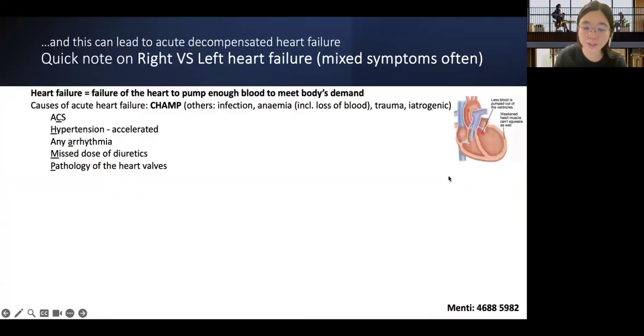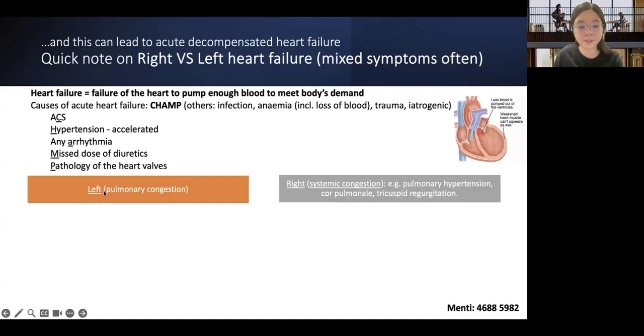And just a quick sidetrack into heart failure and the difference between right and left, because I found it quite useful to learn the difference. So heart failure is the failure of the heart to pump enough blood to meet the body's demand. Because we are short on time, I think we can just read this.